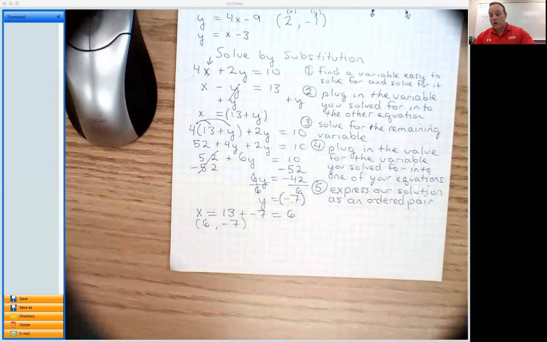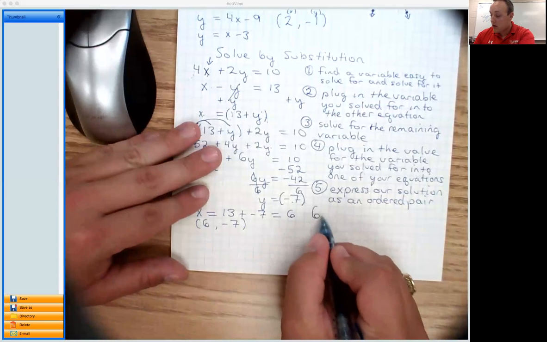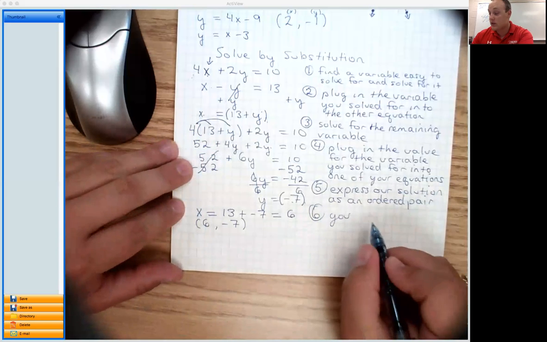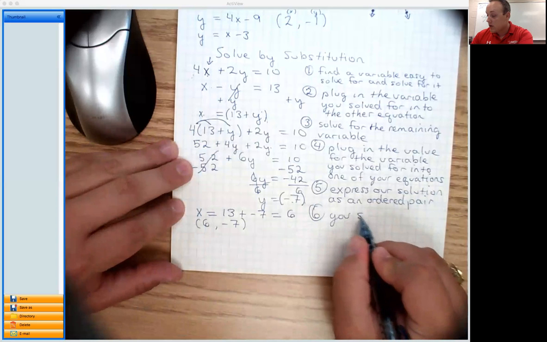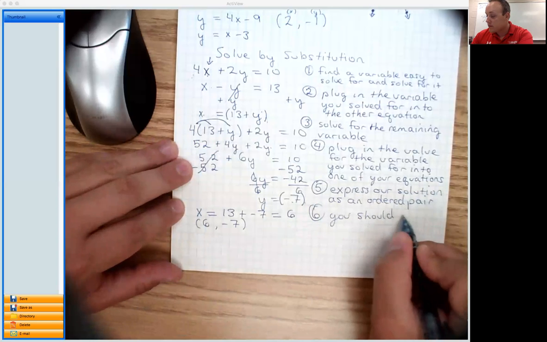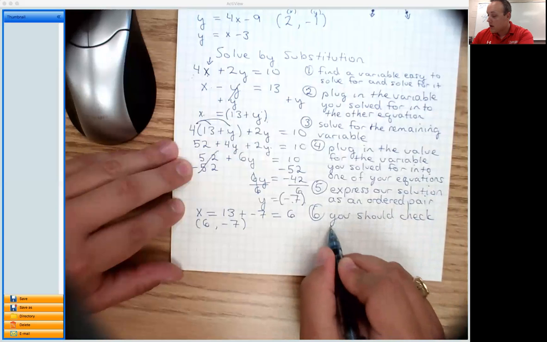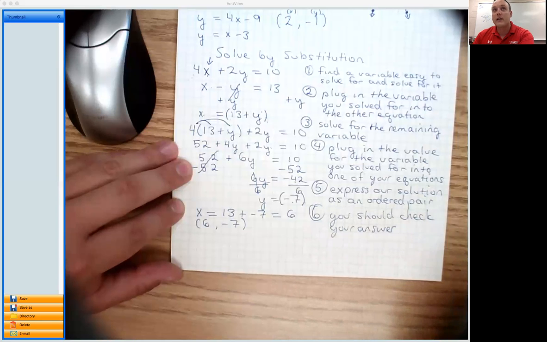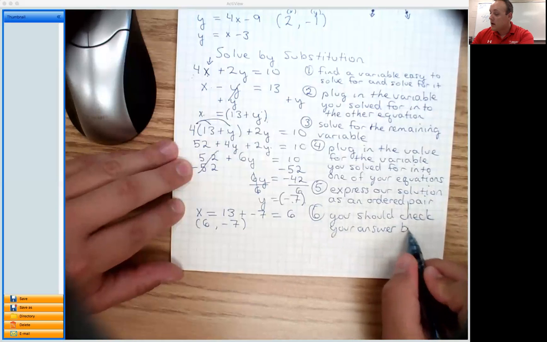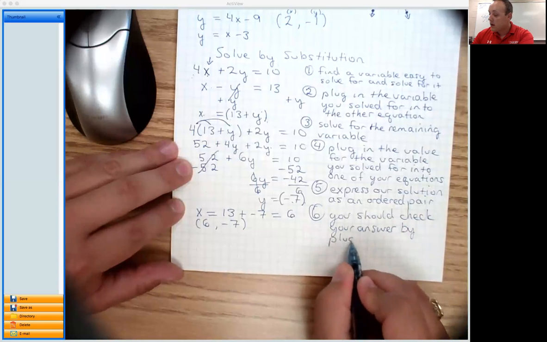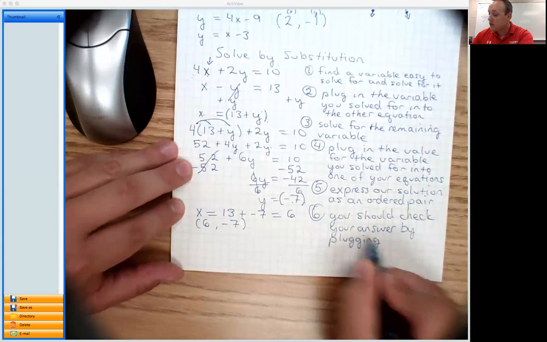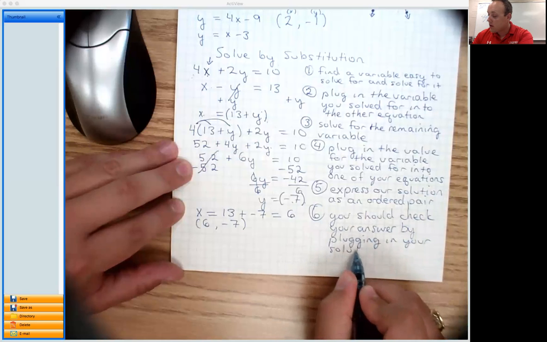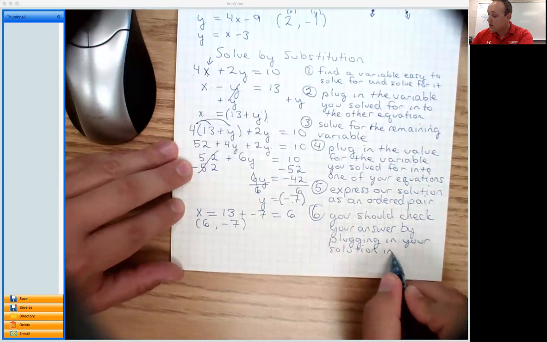And now, you can check your answer. And I would almost suggest it. All right, I would suggest it. You should check your answer by plugging in your solution into your original equations.